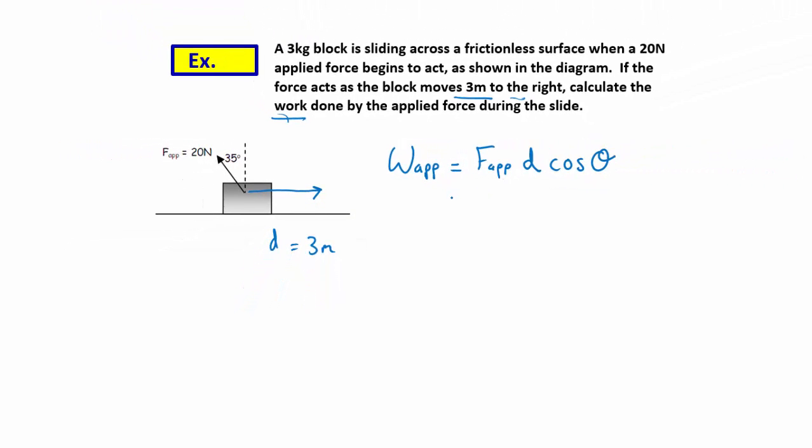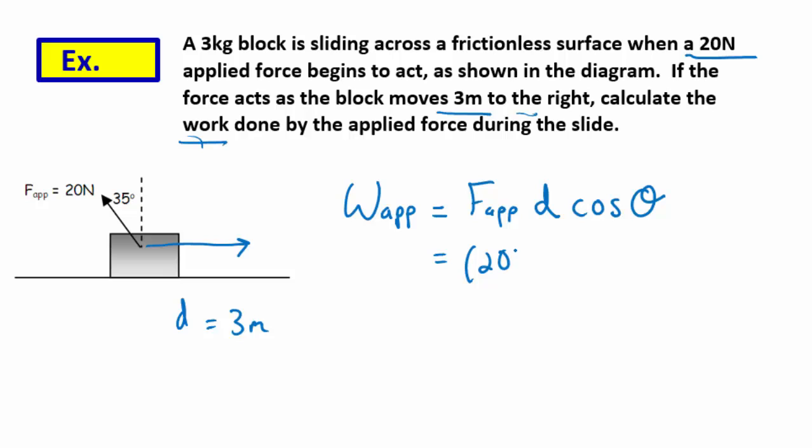So I can go ahead and look at my applied force. It was 20 newtons. And then the distance through which that force acts was 3 meters. And then cosine of theta, I need to look at the angle between the displacement and the force. So the force was applied back here, and then the displacement was over there.